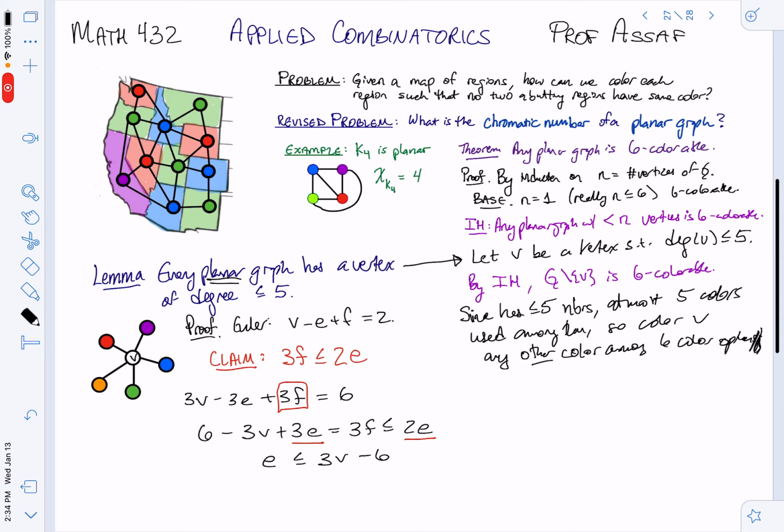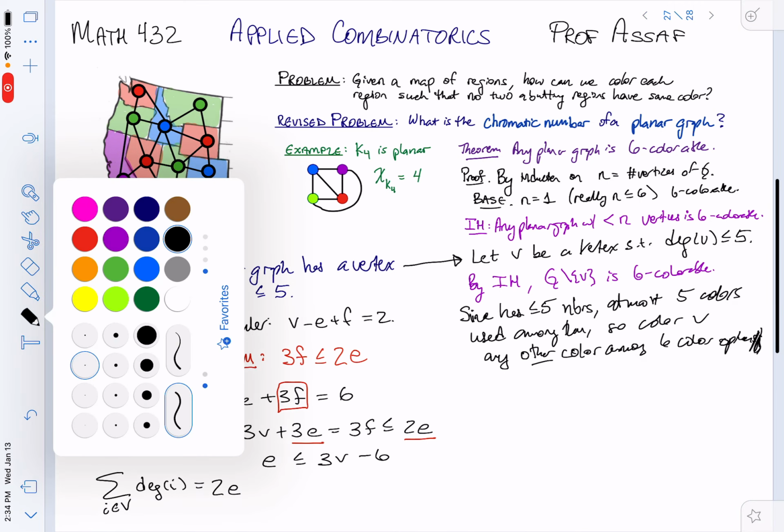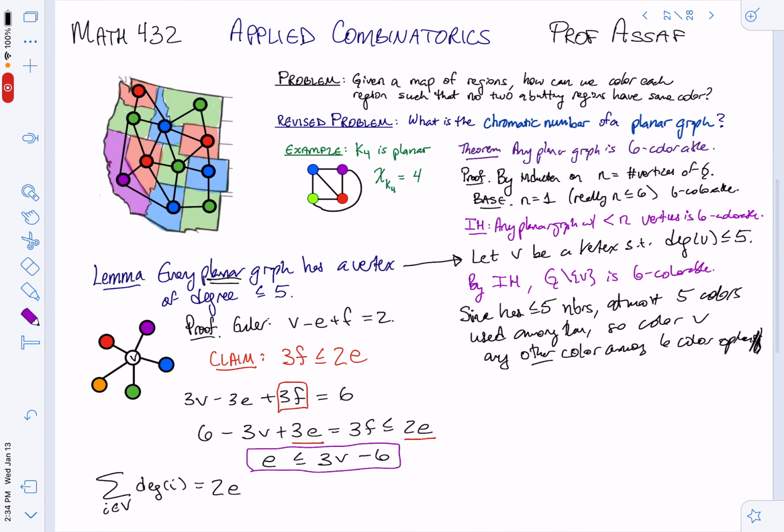Okay, now how does that help me? Well, remember what I'm trying to prove something about is the degree of a vertex. So if I take the sum for all vertices i in my graph of the degree of vertex i, what is that? Well, if you just think about the edges, every edge will be counted twice because it has 2 vertices on it. So this is going to be twice the number of edges. So now if we use this equation that we finally got, we know this is going to be less than or equal to 6v minus 12. And now we're getting somewhere.